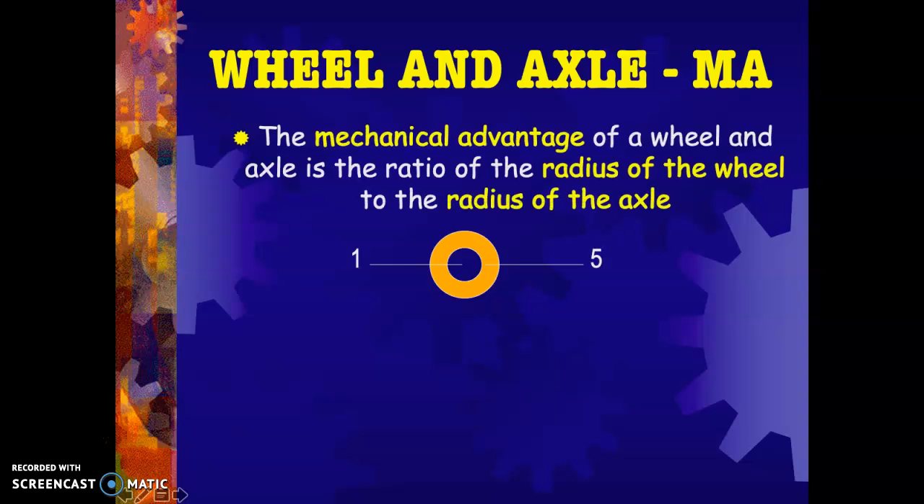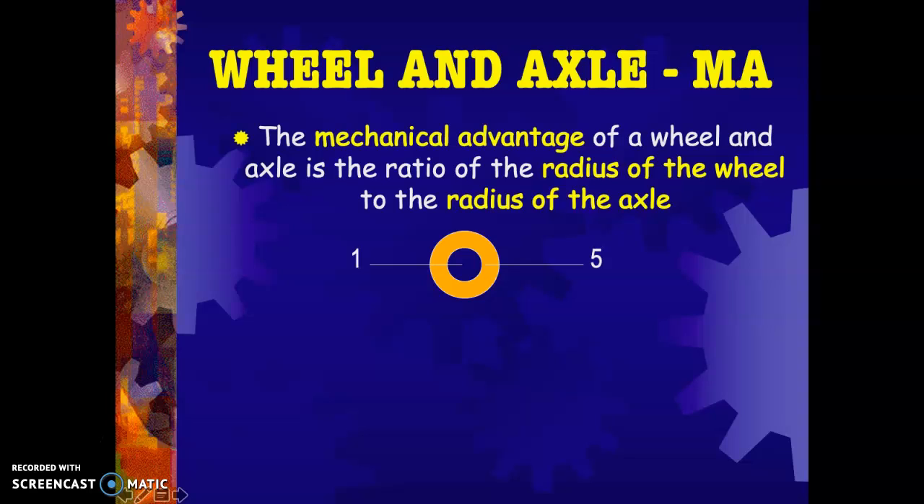We simply take the radius of the wheel. Again, the radius is from the center of our circle to the very outside. So we go from the center to the very outside of the wheel. In this case, that happens to be 5. And we divide that by the radius of the axle. So now we're looking at just the inner circle, the navy blue circle, and it goes out to the edge of that, and that in this case is just 1.